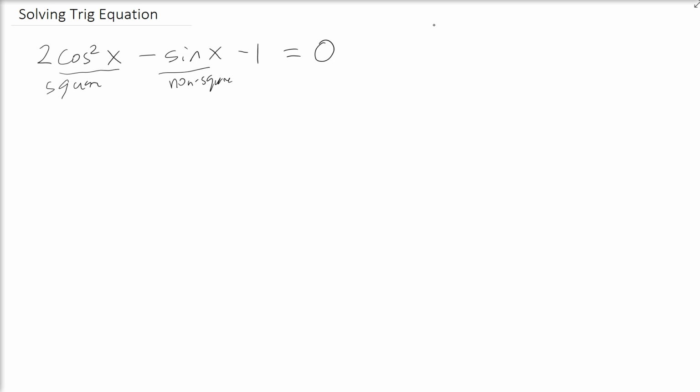What we want is the same trig function. Whether it's sine of x or sine squared of x, that's all okay. Cosine squared of x with cosine of x, that's all okay. But you don't want to have mixed trig functions like a sine and a cosine. So what we're going to do is convert everything to the same trig function. And we're going to pick the non-square term to be the same. In this case, that's sine of x.